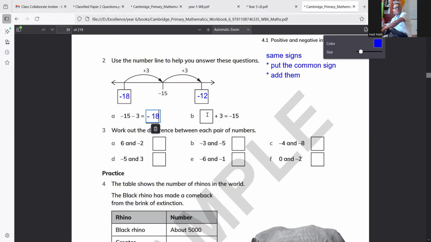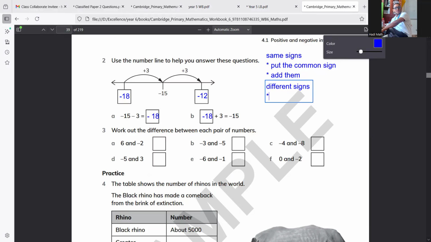This question, they say a number plus 3 is equal to -15. When we add 3 to it, we get -15. So when we subtract 3 from it, it's also going to be negative what? It's going to be -18. Because -18 plus 3, now they have different signs. Remember, we have the rule of different signs.